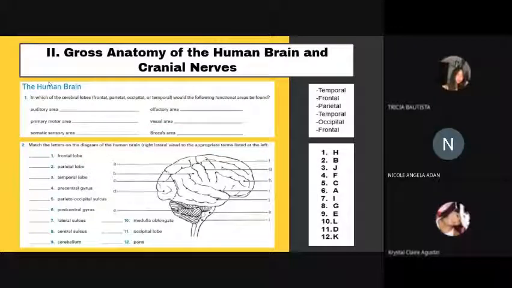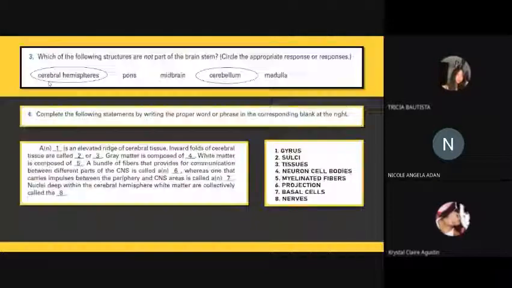8. Central sulcus, G. 9. Cerebellum, E. 10. Medulla oblongata, L. 11. Occipital lobe, D. 12. Pons, K. Number 3. Which of the following structures are not part of the brainstem? So the answer is cerebral hemisphere and cerebellum.